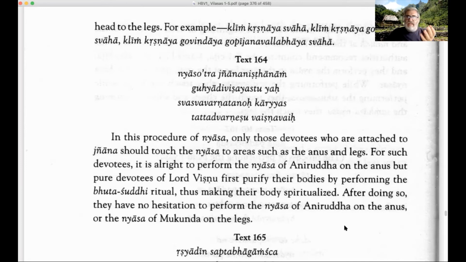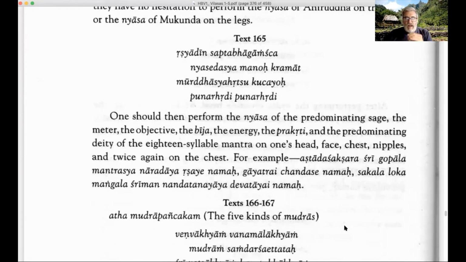So whenever it says legs, and even though we're just meditating upon touching the legs and the anus, right, the places below the waist, which are normally considered impure, we shouldn't even think about touching those, right? Still, we purify the body by the process of Bhuta Shuddhi, right? This is why Bhuta Shuddhi is so important, because the Bhuta Shuddhi ritual is the meditation that the whole body is pure and is made of pure elements. So even the legs and the anus are also considered pure by that process of Bhuta Shuddhi, thus making the body spiritualized. After doing so, they have no hesitation to perform the nyasa of Aniruddha on the anus or the nyasa of Mukunda on the legs.